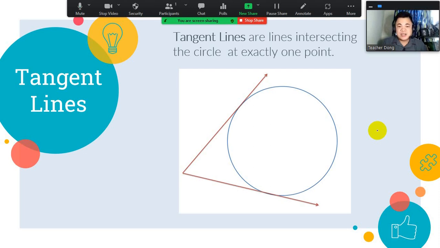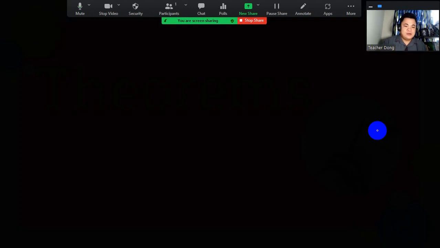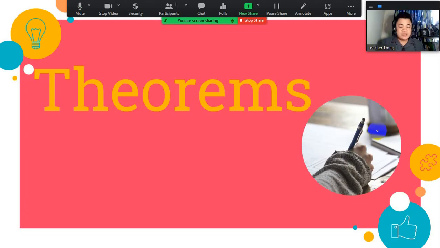Tangent lines are lines intersecting the circle at exactly one point. A secant passes through the circle at two distinct points, but when I say tangent line, it only touches the circle at exactly one point. So it means that the point of intersection or point of contact is on the circle, or the circumference of the circle. Now, let's talk about the theorems that involve secants and tangents forming angles.